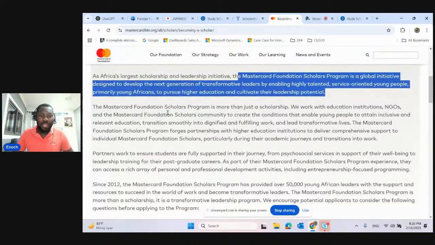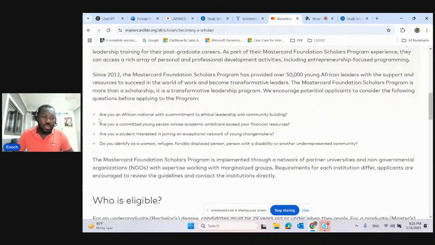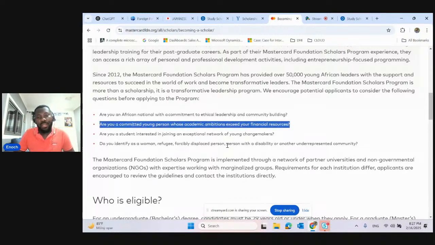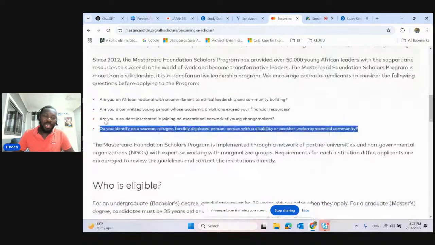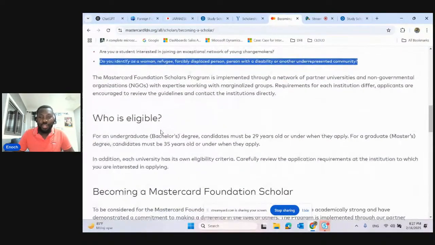So these are the questions they're asking to see if you are eligible and invite you to apply. Are you an African, a committed young person whose academic ambition exceeds your financial resources? So again, this is more of a need-based scholarship, as we found out yesterday. Are you a student interested in joining an exceptional network of young change makers? Do you identify as a woman, refugee, forcefully displaced person, person with disability, or another underrepresented community? If you say yes to most of these or even one of these, you can apply.